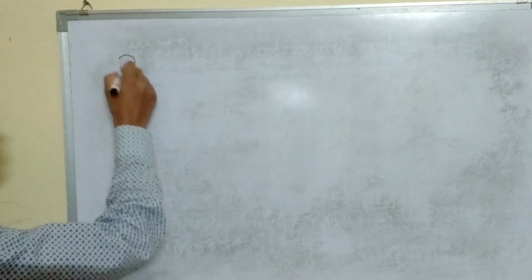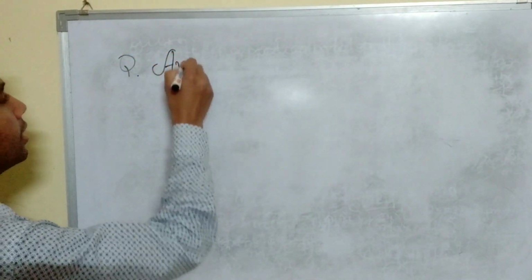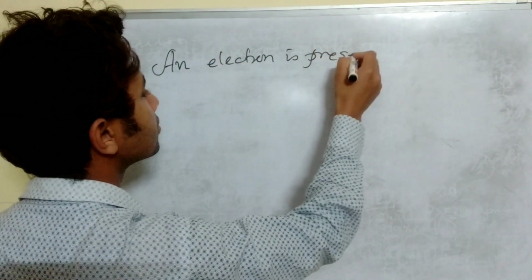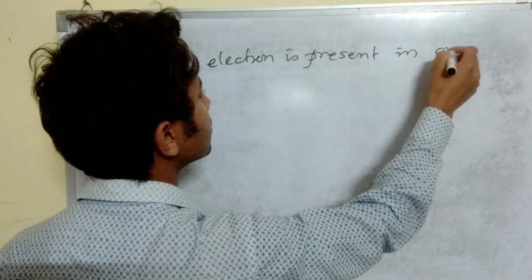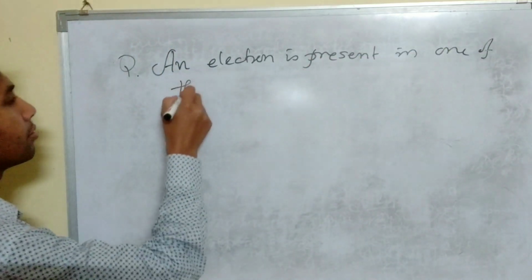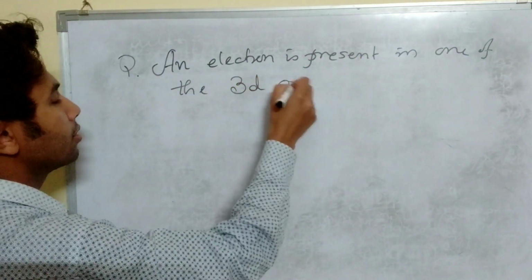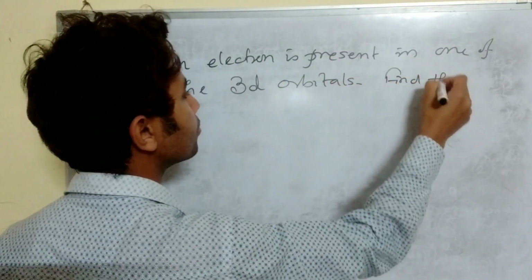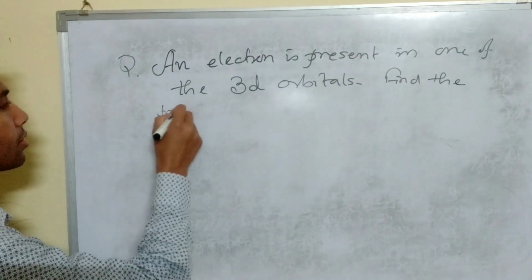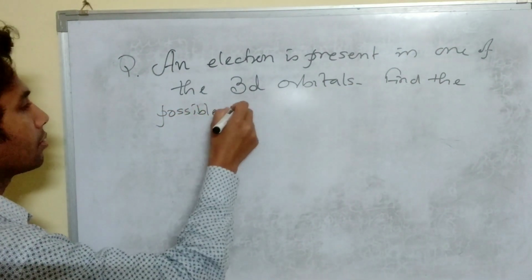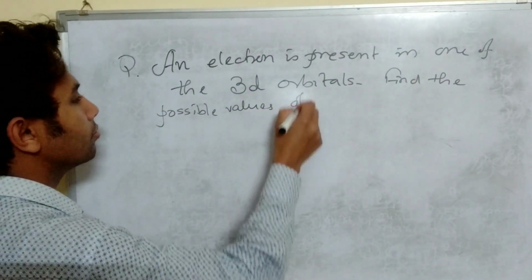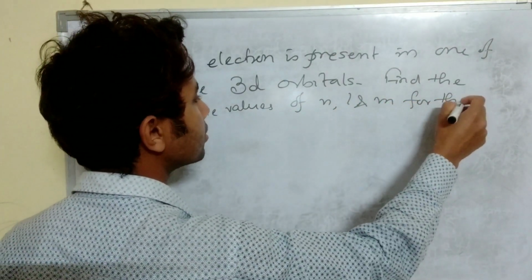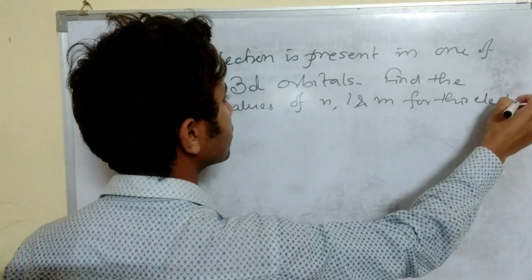Another question. We see an electron is present in one of the 3d orbitals. Find the possible values of n, l and m for this electron.